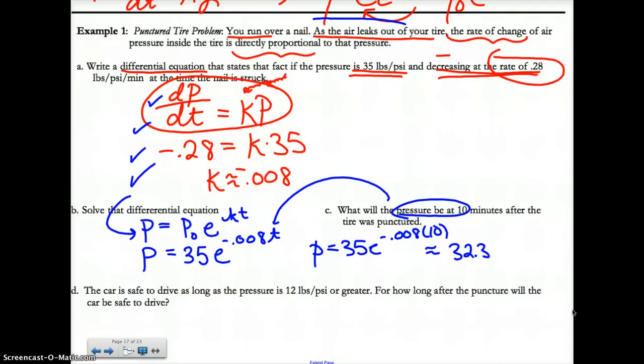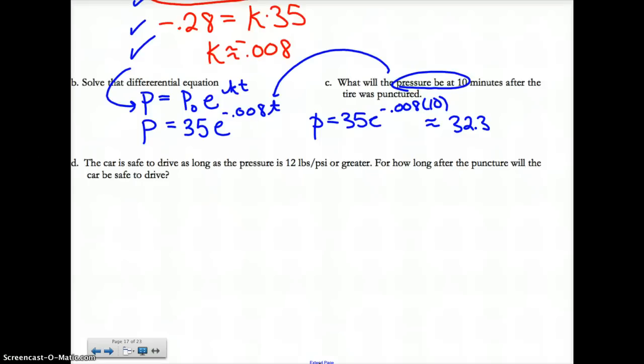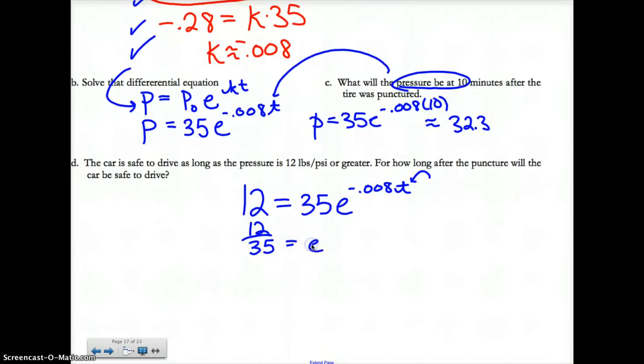All right, so back down here, I'm going to move this up a little bit. It says the car is safe to drive as long as the pressure is 12 pounds per square inch or greater. So what I need to figure out is when the pressure is equal to 12 pounds. So I'll say, well, 12 is equal to 35 e to the negative 0.008 t. This is the model I'm going to use to figure out how long until that car is unsafe to drive. So basically, I'm trying to solve this for time. So I'll divide both sides by 35, and a lot of the math involved here is very Algebra 2, when you first learned how to do this.